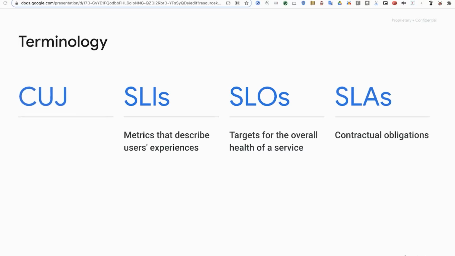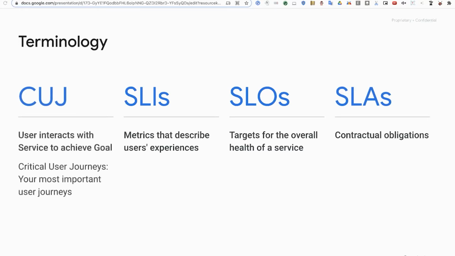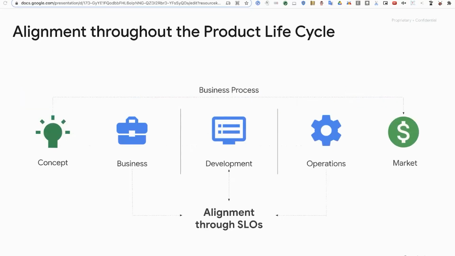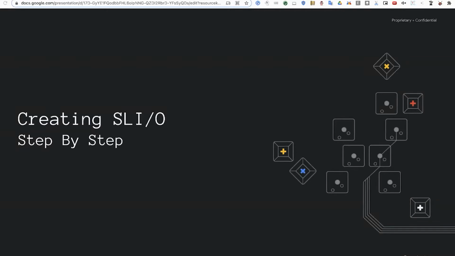Our scope to measure our user happiness is user journey. Our users are using your service to achieve a set of goals, and the most important one is called critical user journey. The use of SLOs facilitates incentive alignment across the product lifecycle and helps us to make data-driven decisions. So let's demonstrate how we can draft and configure SLOs and SLIs.